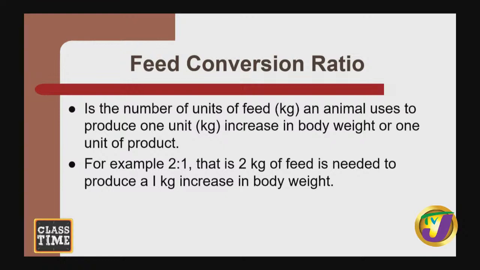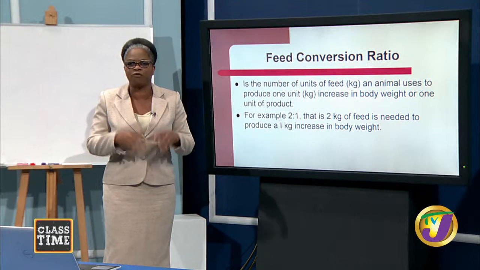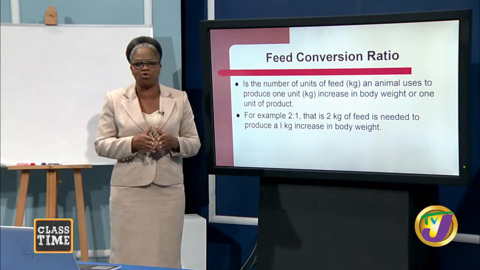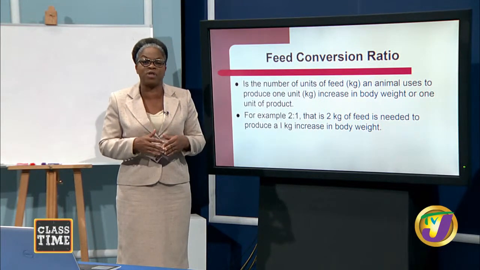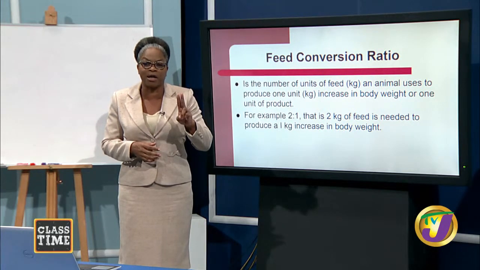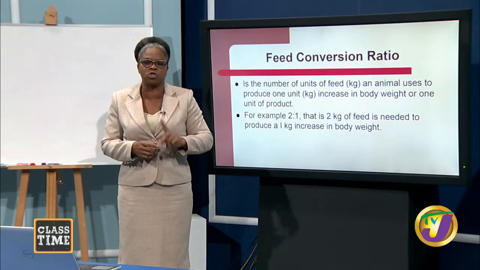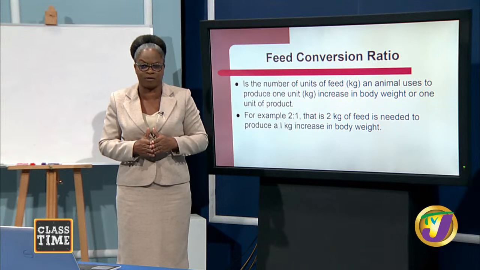So feed conversion ratio, students, is the number of units of feed per kilogram an animal uses to produce 1 unit kilogram increase in body weight or 1 unit of product. So if I come to class and I say to you that the chickens have a feed conversion ratio of 2 to 1, I am saying to you that the chickens need to consume 2 kilograms of feed in order to put on 1 kilogram of weight.